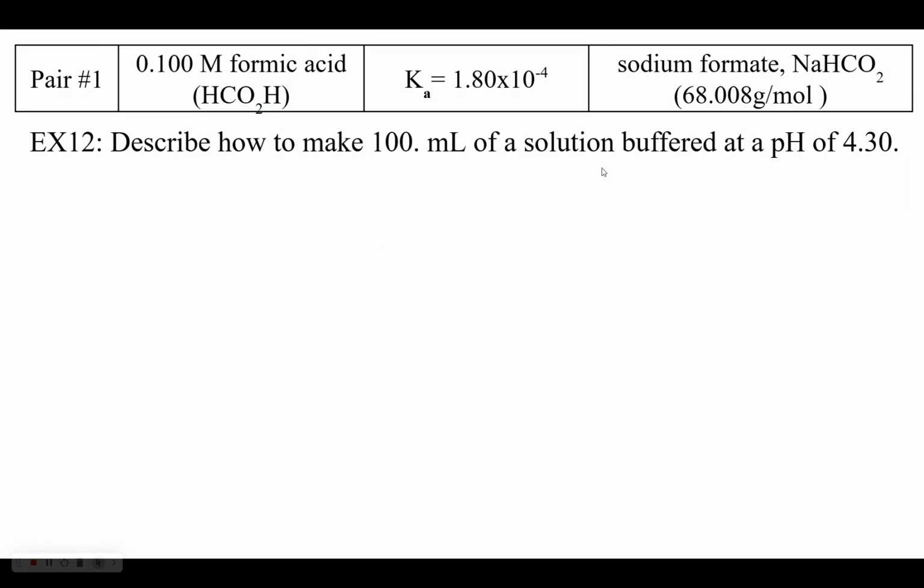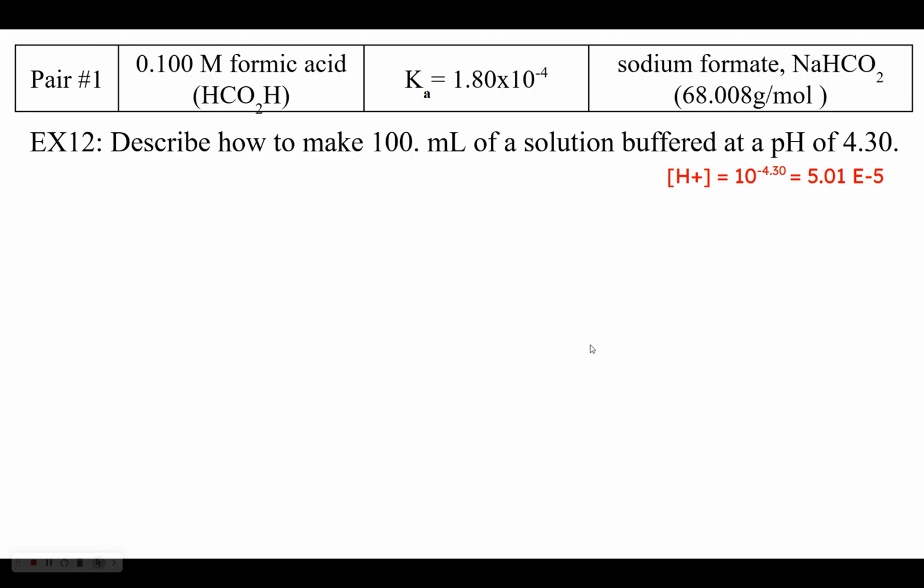So here, our whole goal is to describe how to make 100 milliliters of a solution buffered at pH 4.3 with this specific formic acid and sodium formate. So step number 1 is done. We've chosen the correct pair, which means step number 2, we need to figure out what our ratio is, and I'm just going to use our H plus equation.